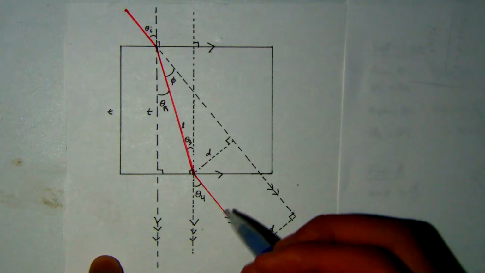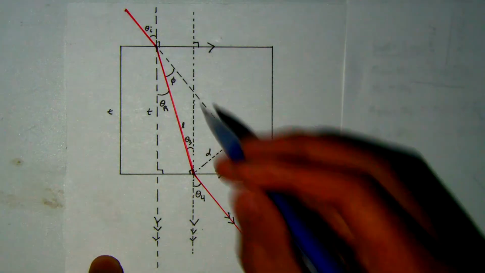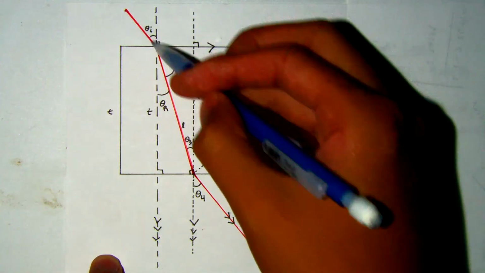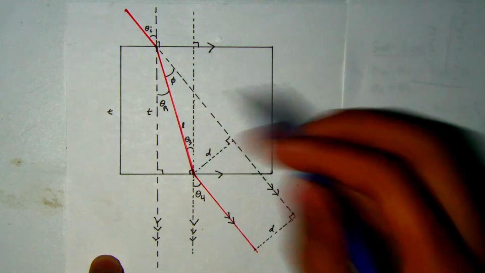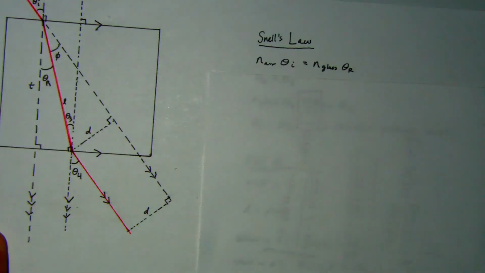To show that the laser beams are parallel, we must show that the angle of incidence right here is the same as angle 4 as the beam leaves the glass. This means we'll use Snell's law twice. At the very surface, we see that Snell's law is n of air times angle of incidence equals n of glass times the angle of refraction.